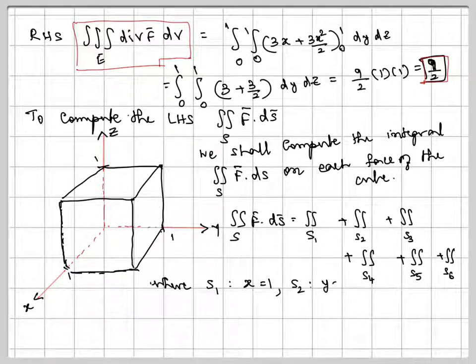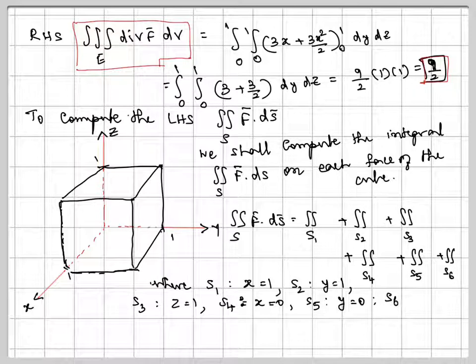Where S1 will correspond to the x equals 1 side, S2 will correspond to the y equals 1 side, S3 will correspond to the z equals 1 side, S4 will correspond to x equals 0, S5 would correspond to y equals 0, S6 will correspond to z equals 0.